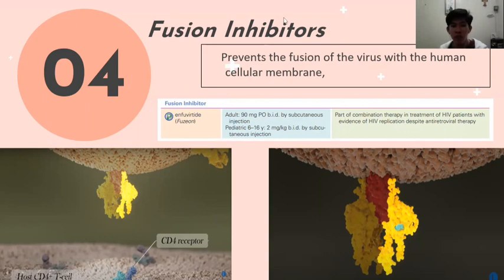And the role of fusion inhibitors is to attach to this glycoprotein GP120 so that the GP120 will not undergo conformational change. Thus, it will not bind to the CD4 receptor, because it needs first to undergo conformational change before it can be attached to the CD4 receptor. I hope that's clear.